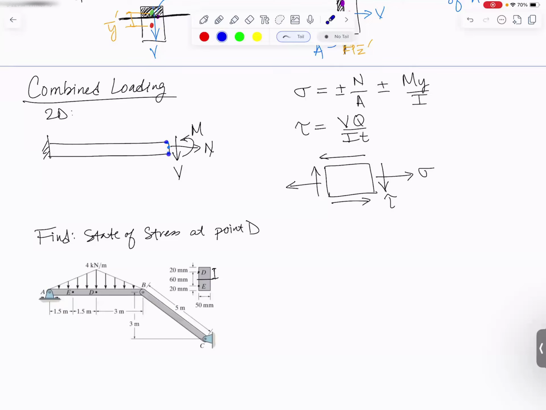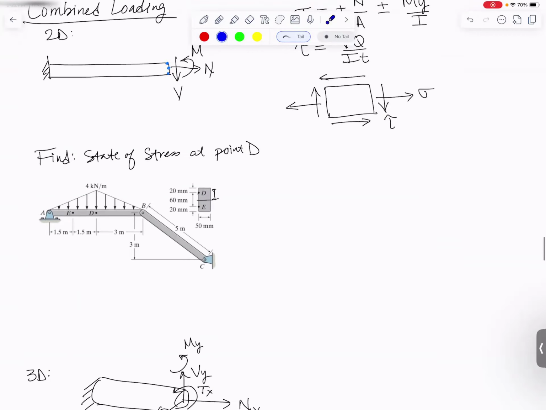Well, if you're at the bottom of the cross section, tau is actually 0. Because remember, tau is a parabolic distribution. It's max in the middle and 0 at the top and bottom. So let's look at one in a little bit of detail. What if we wanted to find the stress state at point D right here?